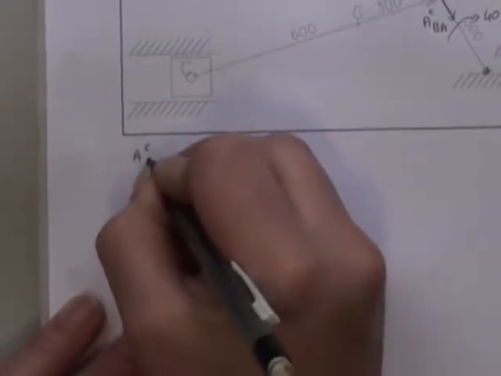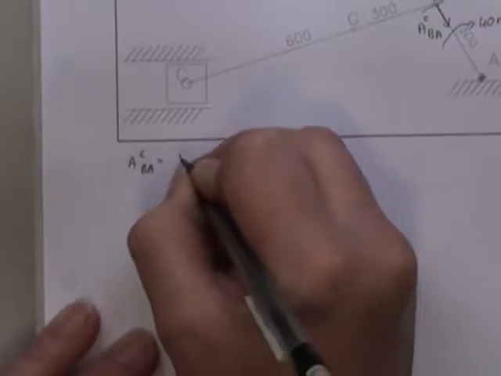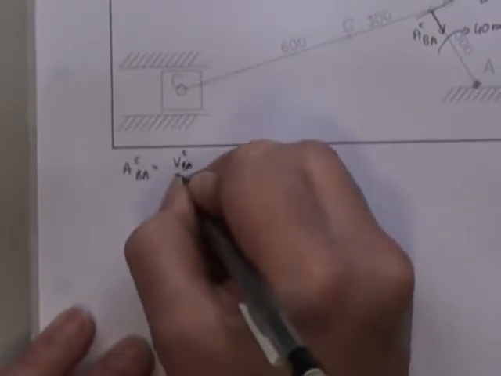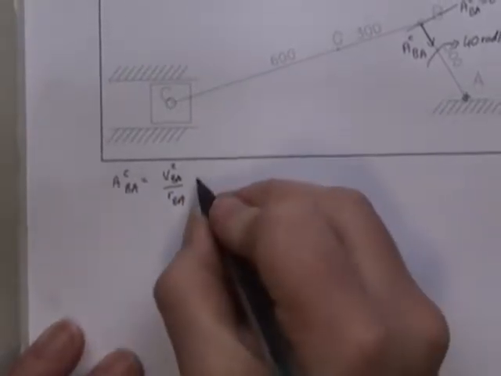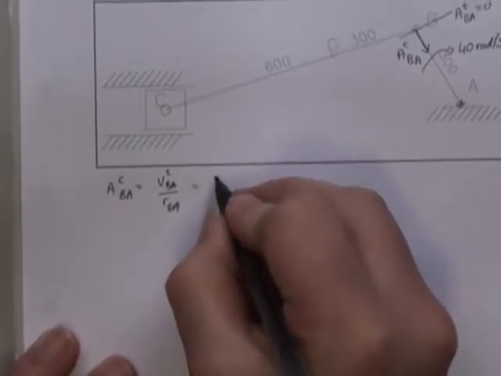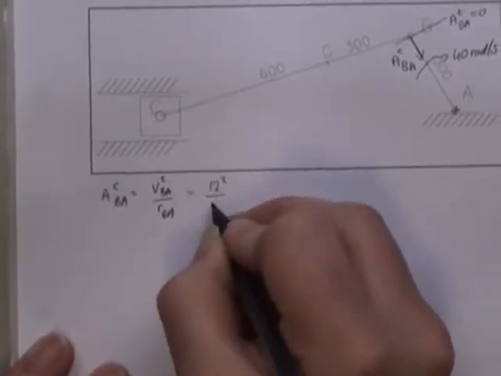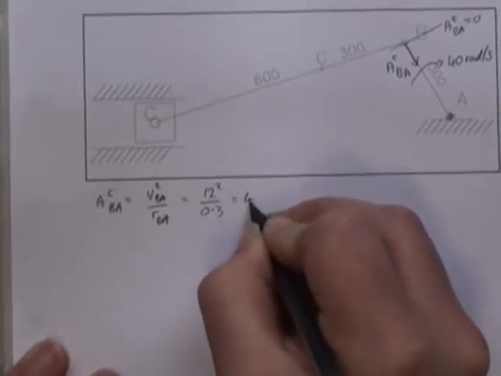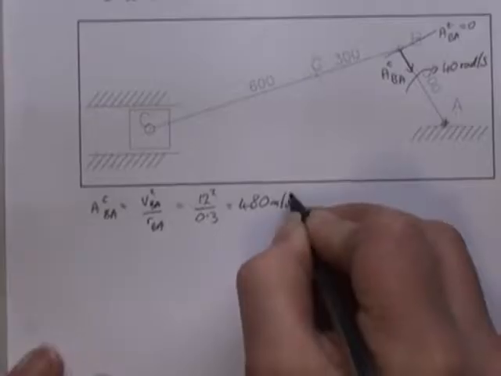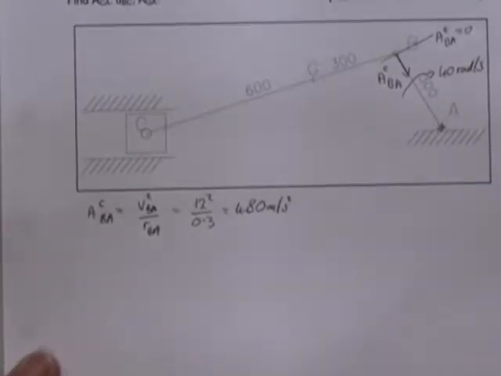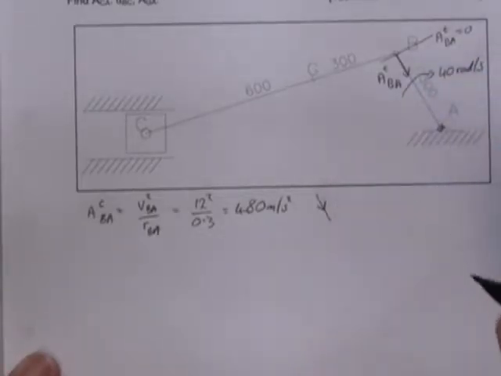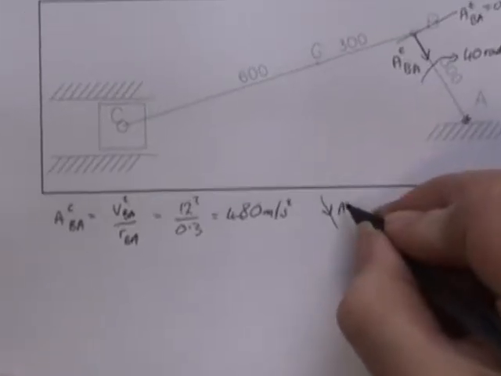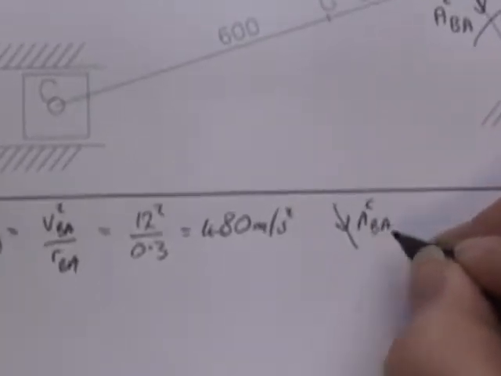Now I can calculate those. AC of BA is equal to V squared BA over radius BA. From our velocity diagram, we get the velocity information, which is 12 squared over 0.3, 480 meters per second squared. What I get people to do for a start is to draw that. There's my little vector, traveling down that way. We label it AC of BA.